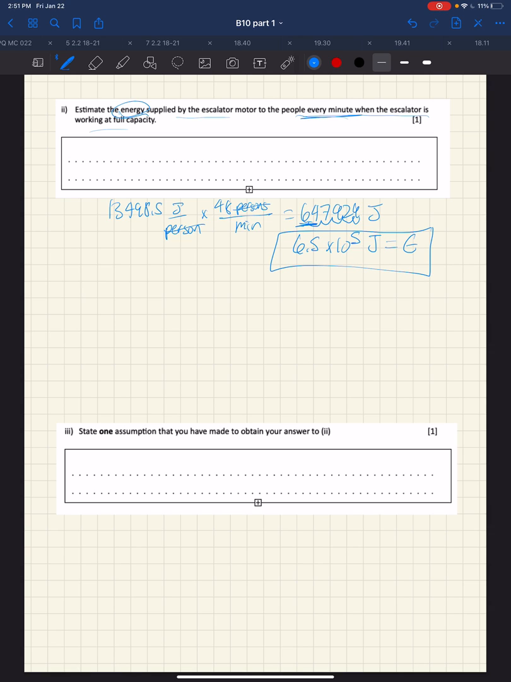So, the assumptions we made to obtain this answer. There are several assumptions we made. The first one is that the average weight of all riders is 700 newtons. That's the first assumption. We found it for one person who was 700 and then projected it to 48 as if they were 700.